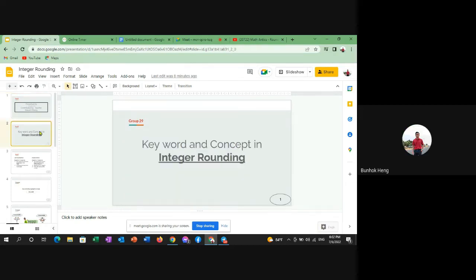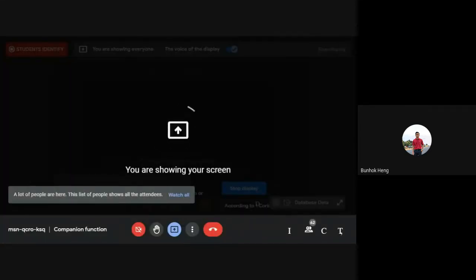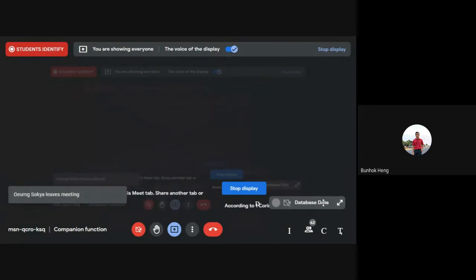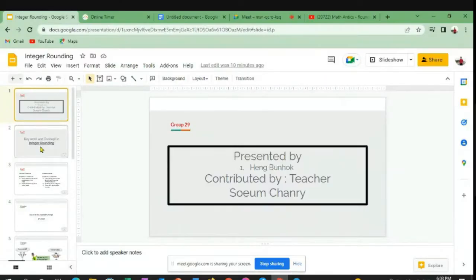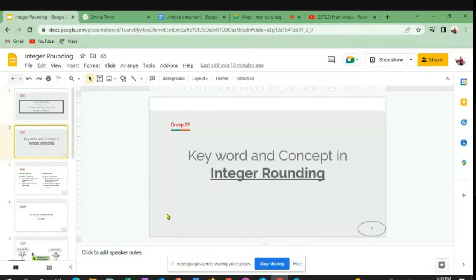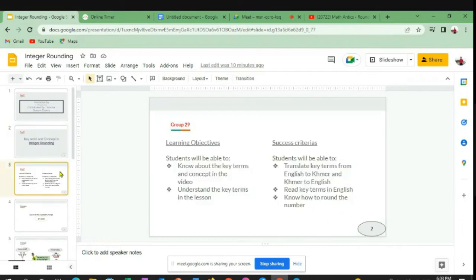So we move to our topic. Today's lesson is about integer rounding, and what we have to know is the keywords and concepts in integer rounding. Now we move to another slide about learning objectives.